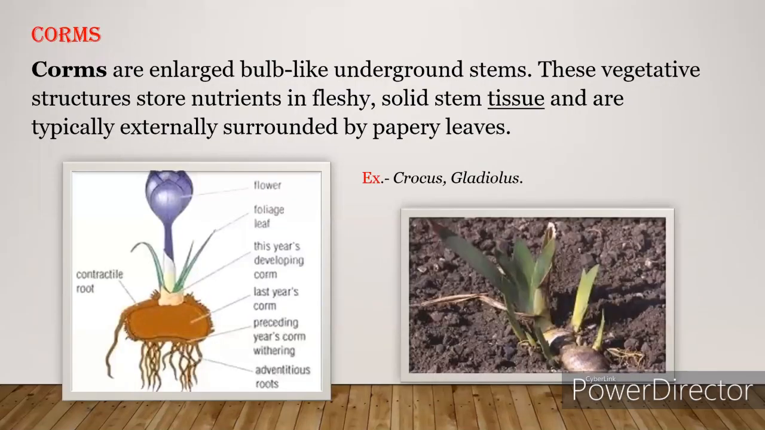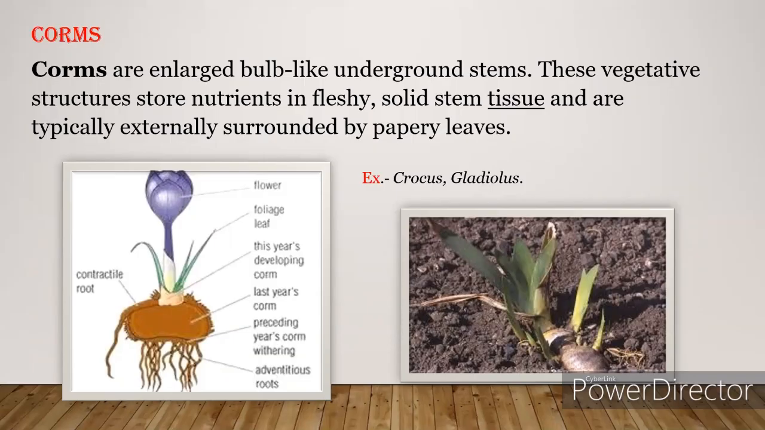Then the next one is the corms. Corms are enlarged, bulb-like underground stems. These vegetative structures store nutrients in the fleshy, solid stem tissue and are typically surrounded externally by papery leaves. Due to their physical appearance, corms are commonly confused with bulbs. The major difference is that the corm contains solid tissue internally and bulbs have only layers of leaves.